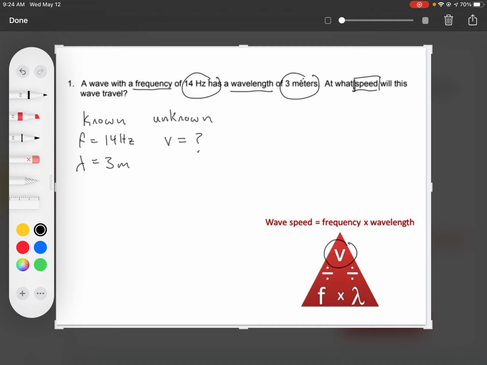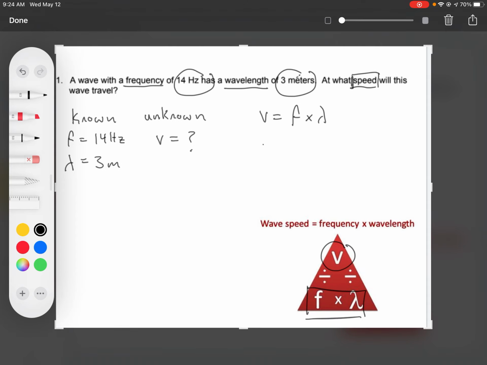I know the thing I'm looking for is speed. I'm going to circle that, and look at the relationship between the remaining two variables. That's going to be frequency times wavelength. So I write out my basic equation without the numbers first: frequency times wavelength. Then I'm going to put my numbers in. V equals 14 hertz, and I usually just write it with parentheses to show multiplication, times 3 meters. Some of you may be able to do that quickly in your head, and I happen to know that this comes to 42. So wave speed is going to be equal to 42, and if you look at the top of your sheet, you'll see the units on that. Velocity, any kind of velocity, including wave velocity, is always going to be in meters per second. All right, so that's the answer to this problem.